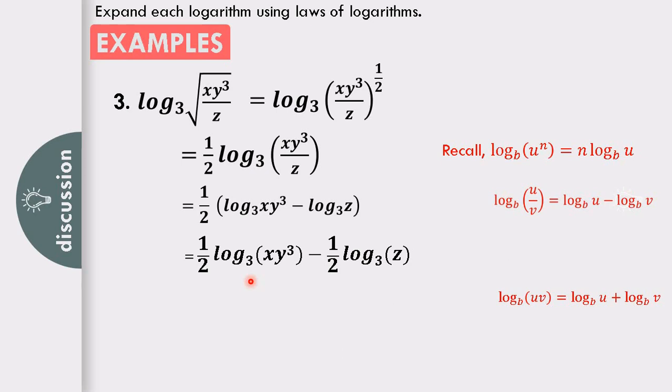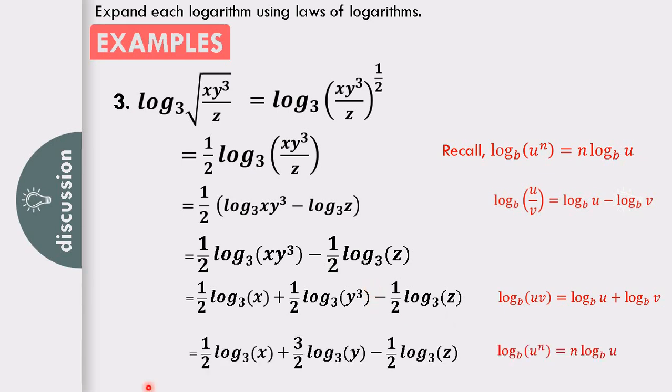Then we will expand this one. So we have 1 half logarithm of x to the base 3 plus 1 half logarithm of y cubed to the base 3 subtracted by 1 half logarithm of c to the base 3. Then we will bring down 3. So the final answer is 1 half logarithm of x to the base 3 plus 3 over 2 logarithm of y to the base 3 subtracted by 1 half logarithm of c to the base 3.